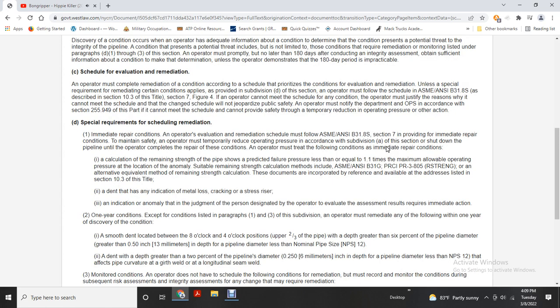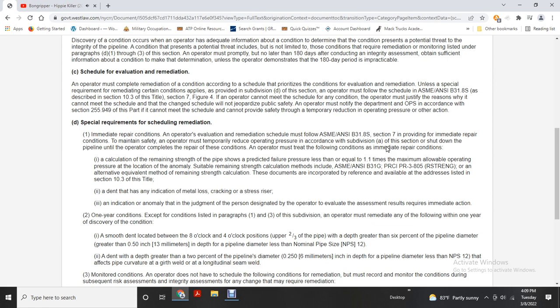These are special requirements for the scheduling of evaluation and remediation. For immediate repair conditions, the operator's evaluation and remediation schedule must follow ASME B31.8S, section 7, providing intermediate repair conditions to maintain safety. The operator must temporarily reduce the operating pressure according to subdivision A of this section or shut down the pipeline until the operator completes the repair of these conditions. The operator must treat the condition as an immediate repair condition.